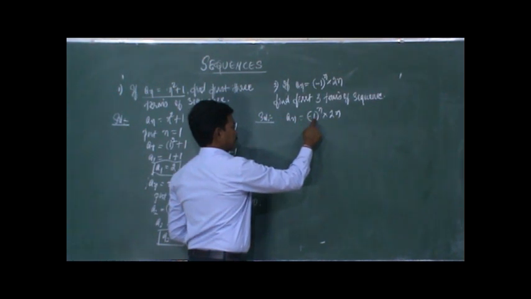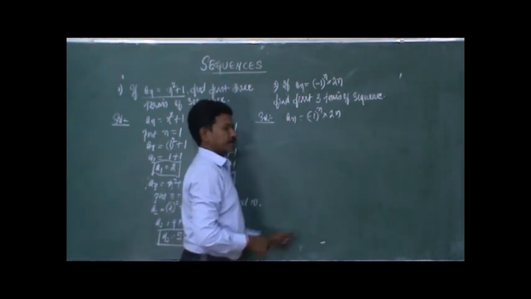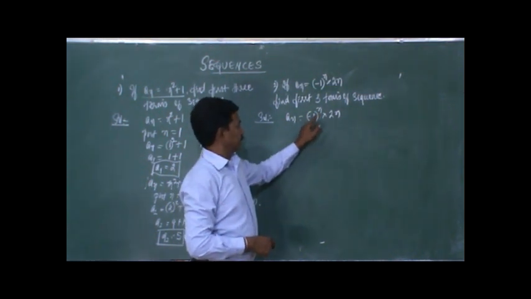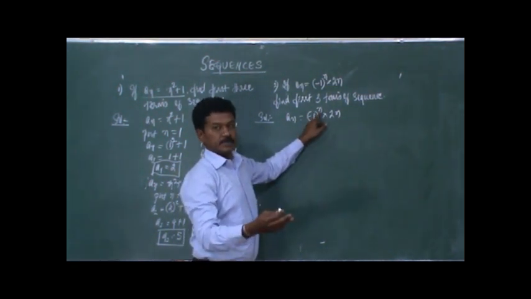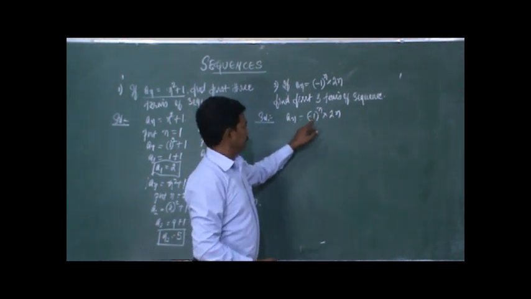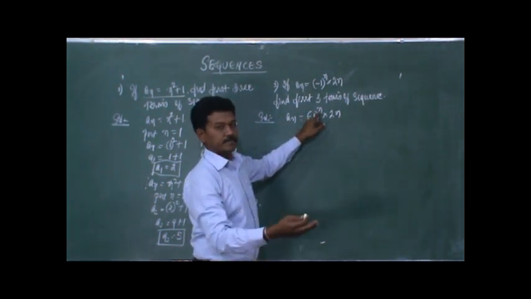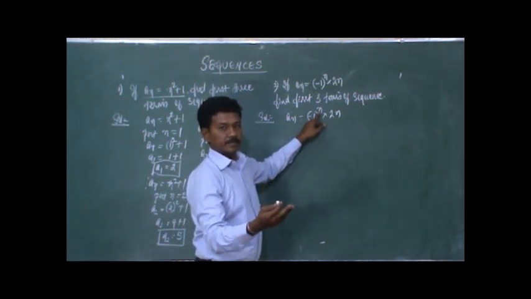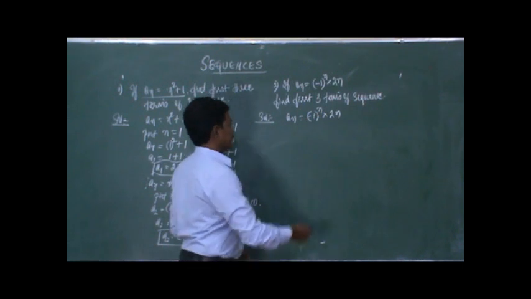So minus 1 is a negative number which is raised to the power n. Here n is a natural number. So any negative number raised even number of times will be a positive number, and if a negative integer is raised odd number of times, then it becomes a negative number. So let's go with this.